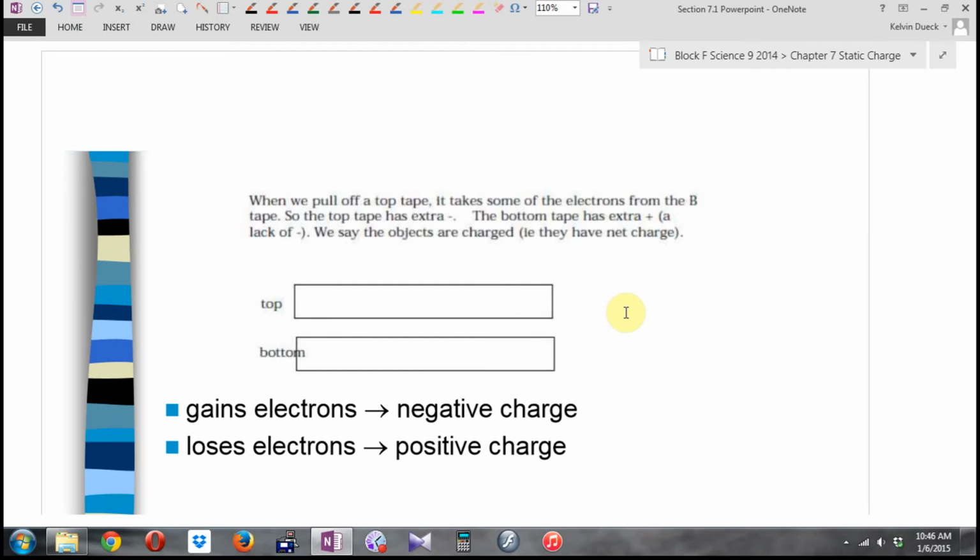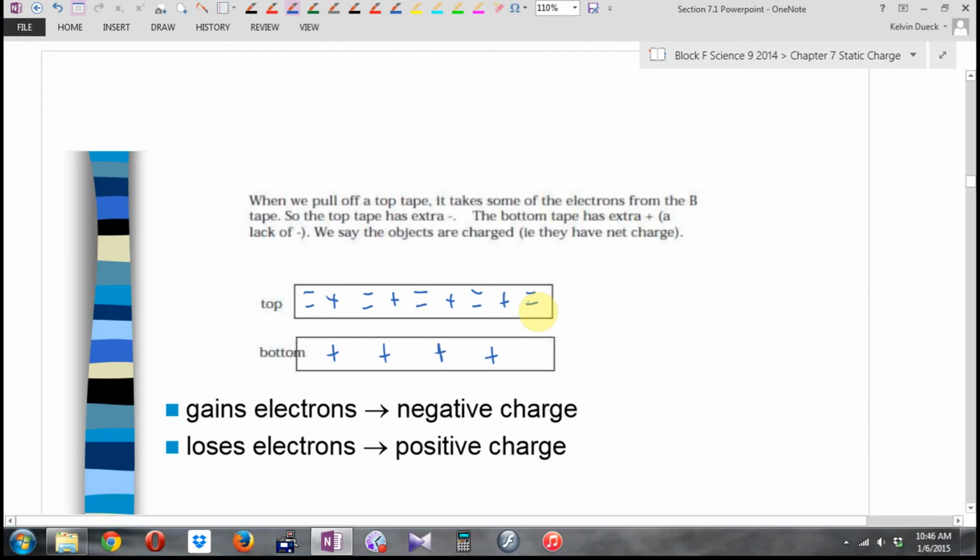If I wanted to draw this as a picture, I might go something like this, Hudson. I might say, you know what? I'll give the top one 4 pluses. I'll give the bottom one 4 pluses. I'll start out that way. And then to show that the top has extra electrons, maybe I'll go 1, 2, 3, 4, 5, 6, 7, 8, 9, 10. And that's got more electrons than protons.